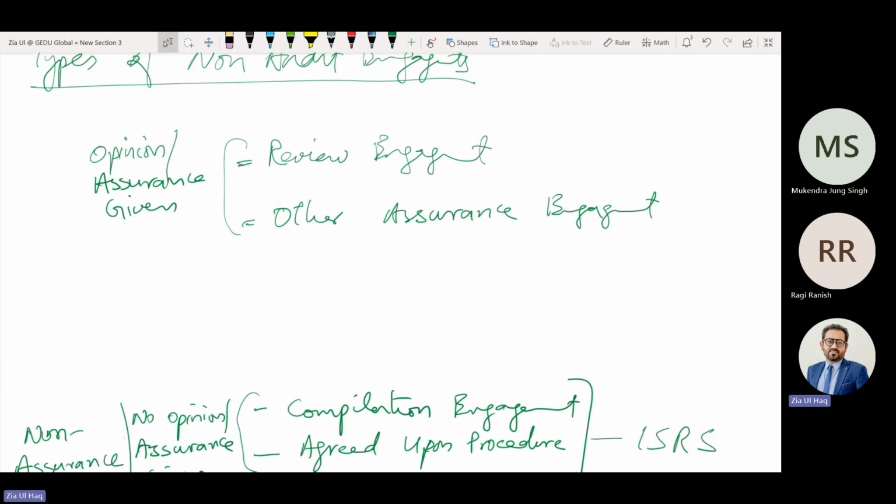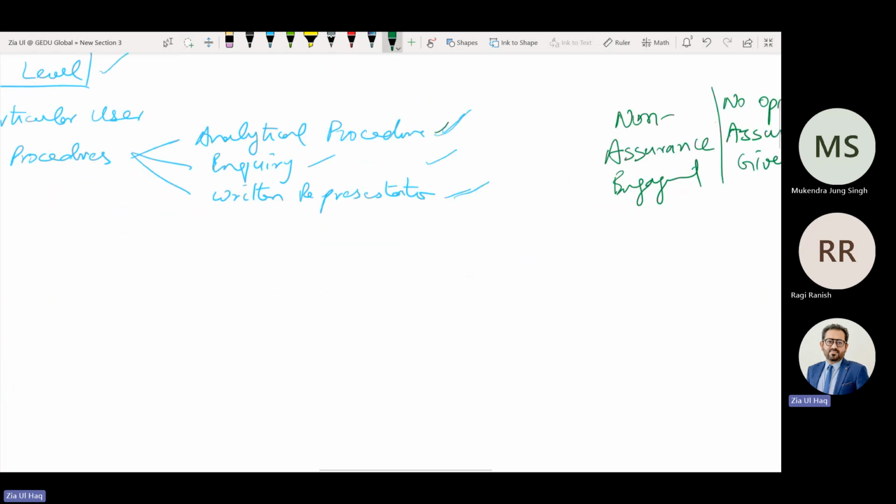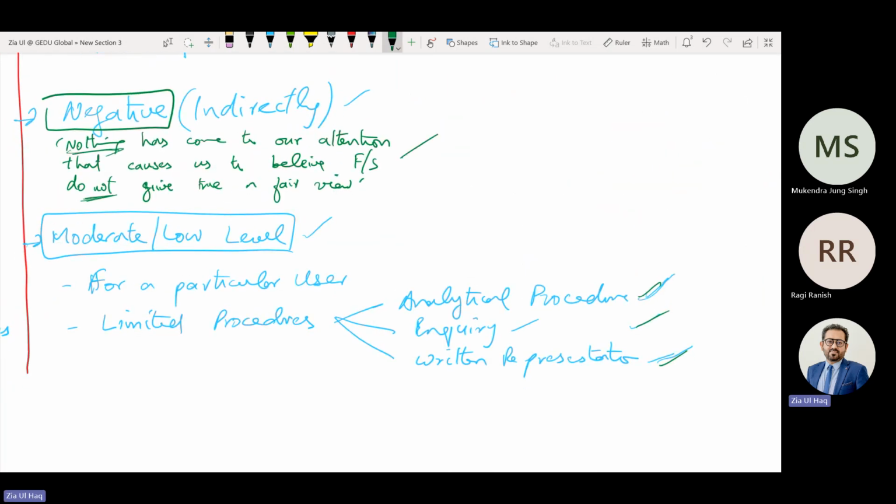In a review engagement, what will the auditor do? The auditor will perform these three limited procedures and will give an opinion like this. And if the auditor is performing limited procedures, he will charge less fee. So this could be a separate assignment that a client could ask for. Who?